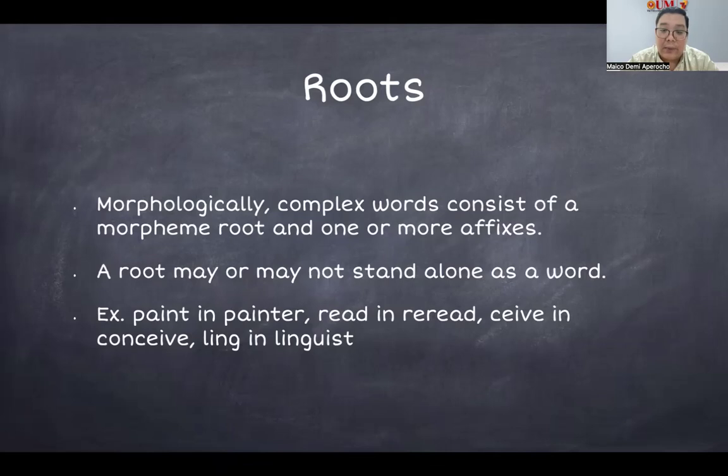In these cases, you may see that there are some roots which can stand alone, and those that cannot. For example, if we hear or say the word paint, we know that it can stand alone. So it's a root that can stand alone. But in the words sieve or ling, such as in conceive and linguist, these are roots that cannot stand alone, meaning they need affixes so that they can stand as words. Again, roots are not necessarily base words that can stand alone. These can also be base words that cannot stand alone and may need affixes for them to become words that can stand alone.